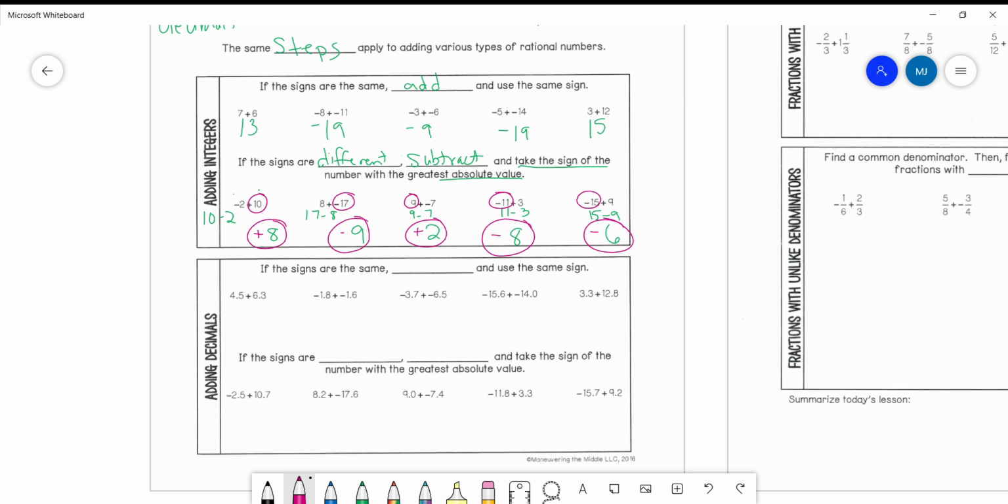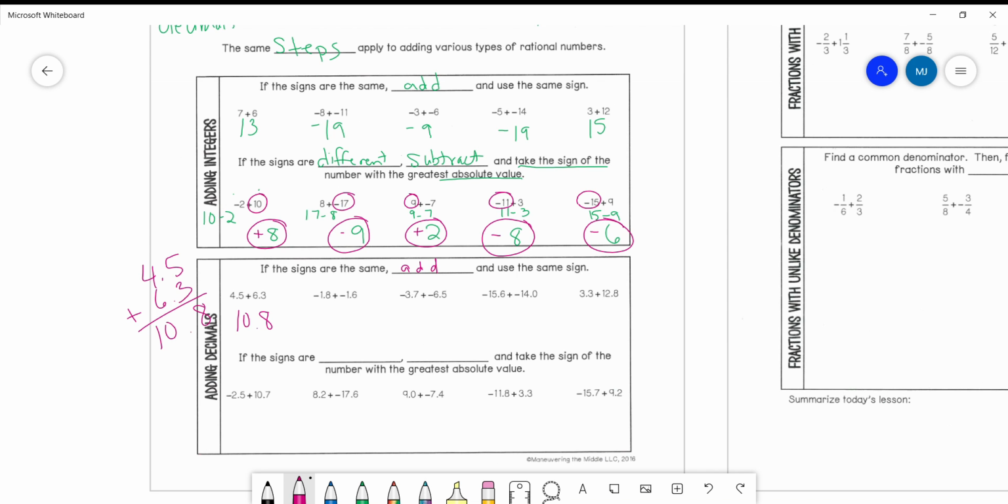So, adding decimals. If the signs are the same, add and use the same sign. 4.5 plus 6.3, signs are the same. They're both positive, so we would just line these up. Start on the right-hand side. Bring down your decimal.